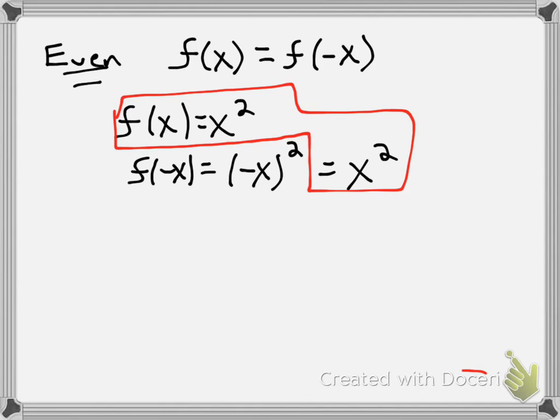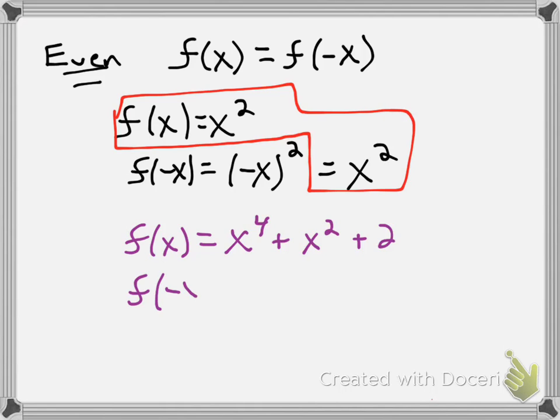Let's try it with something maybe a little more difficult. Let's say f of x equals x to the fourth plus x squared plus 2. So again, to see if it's an even function, we're going to make all of our x's negative and see if we get this exact same expression as our original function.